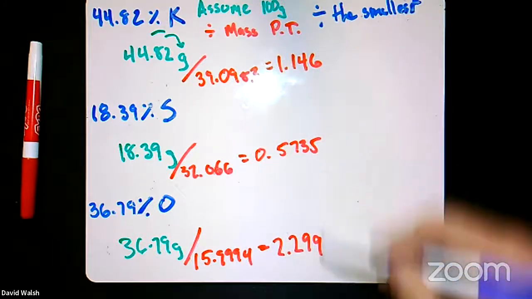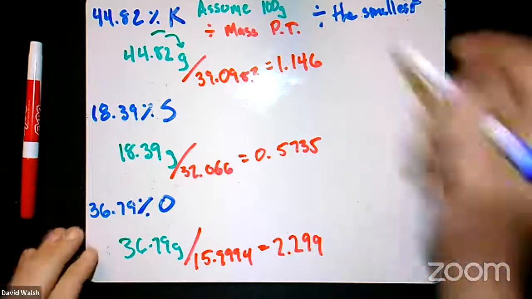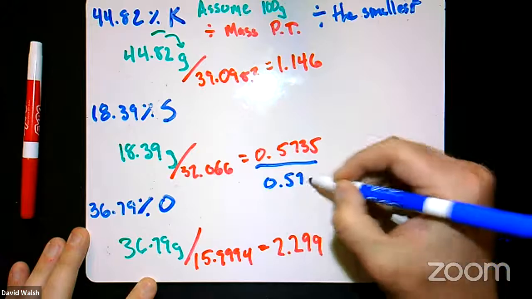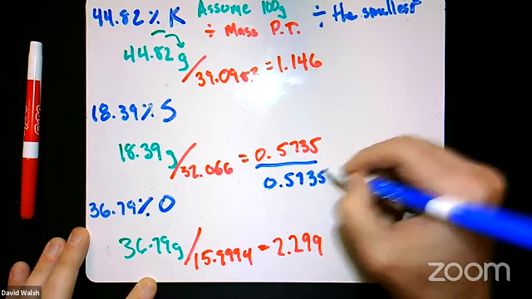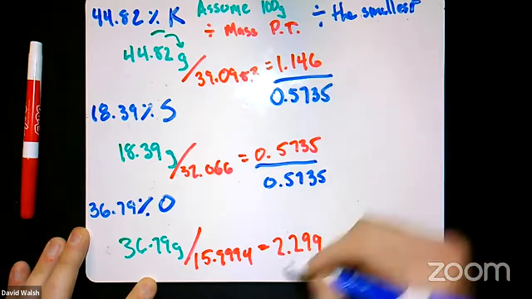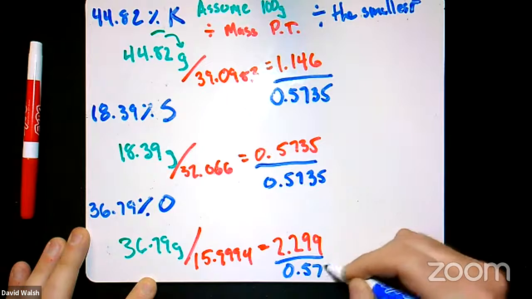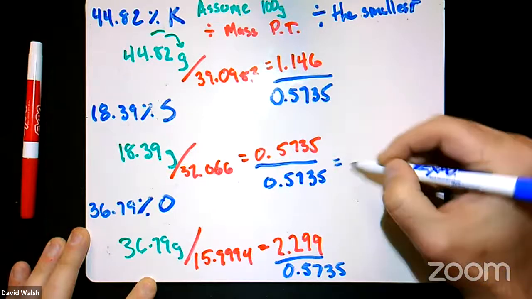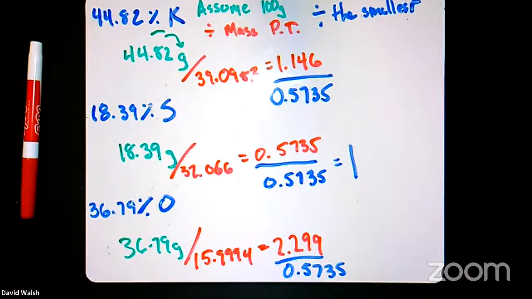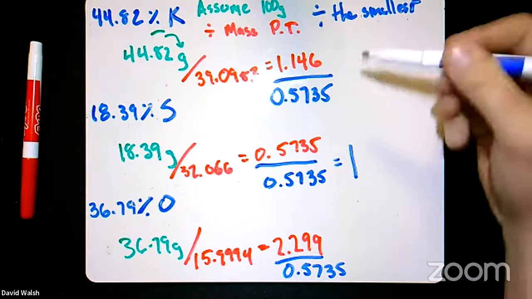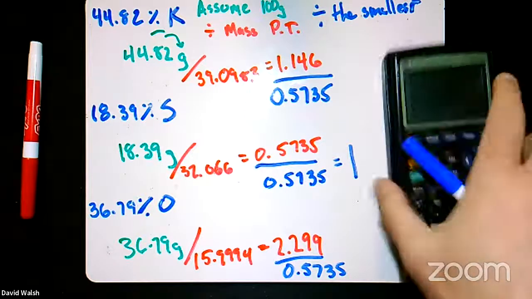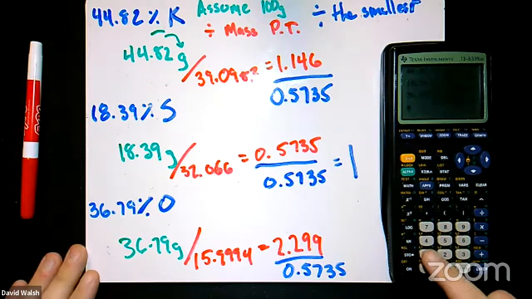Then you look at these numbers that you just came up with and you divide by the smallest one. The smallest one in this case is 0.5735, and you divide all of them by that. By doing that, you will always get one value that's 1. And all the other values will always be above 1 because the smallest one is what you're dividing by. So now here we go. We're going to do the division.